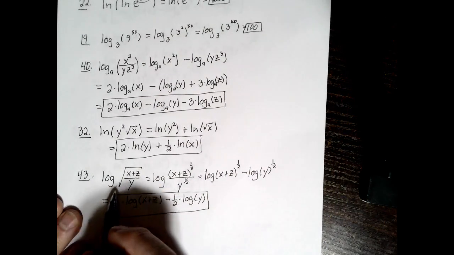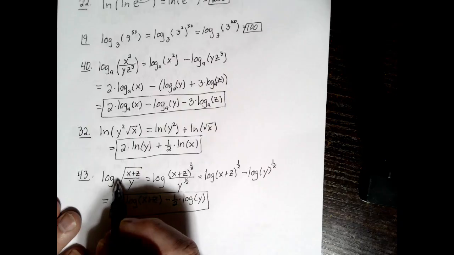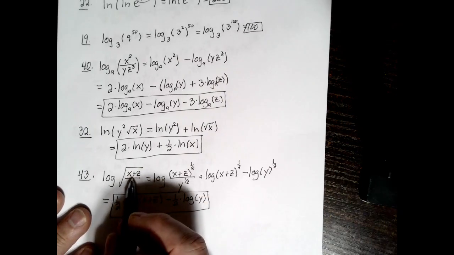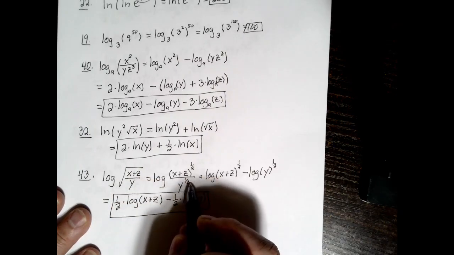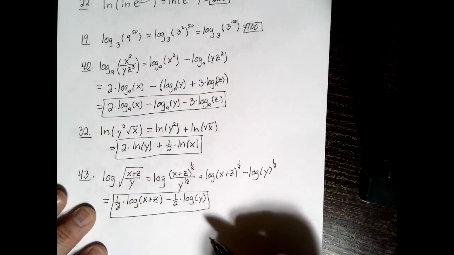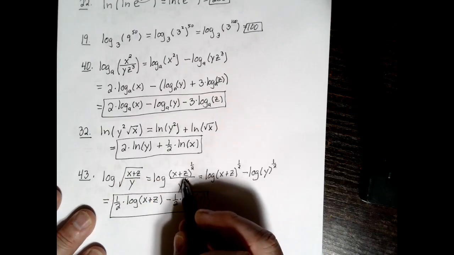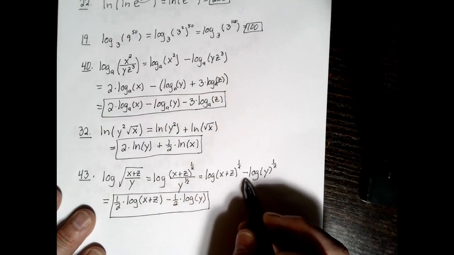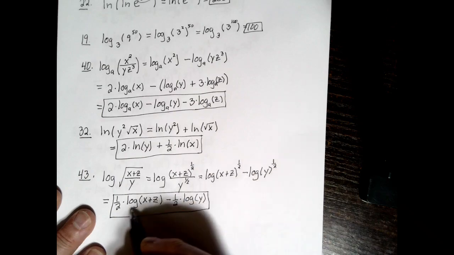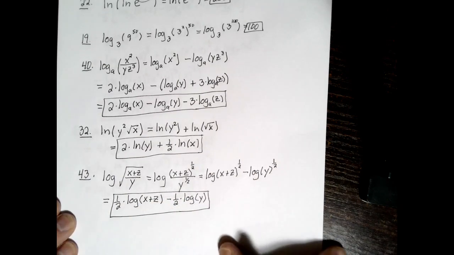Alright, now this one is log of square root of x plus z over y, so each part, the top and the bottom, are raised to the 1/2 power. That's the same thing as the square root. You can break this division up into subtraction, and then you can bring the 1/2s out front. And that's as far as you can go with that one.